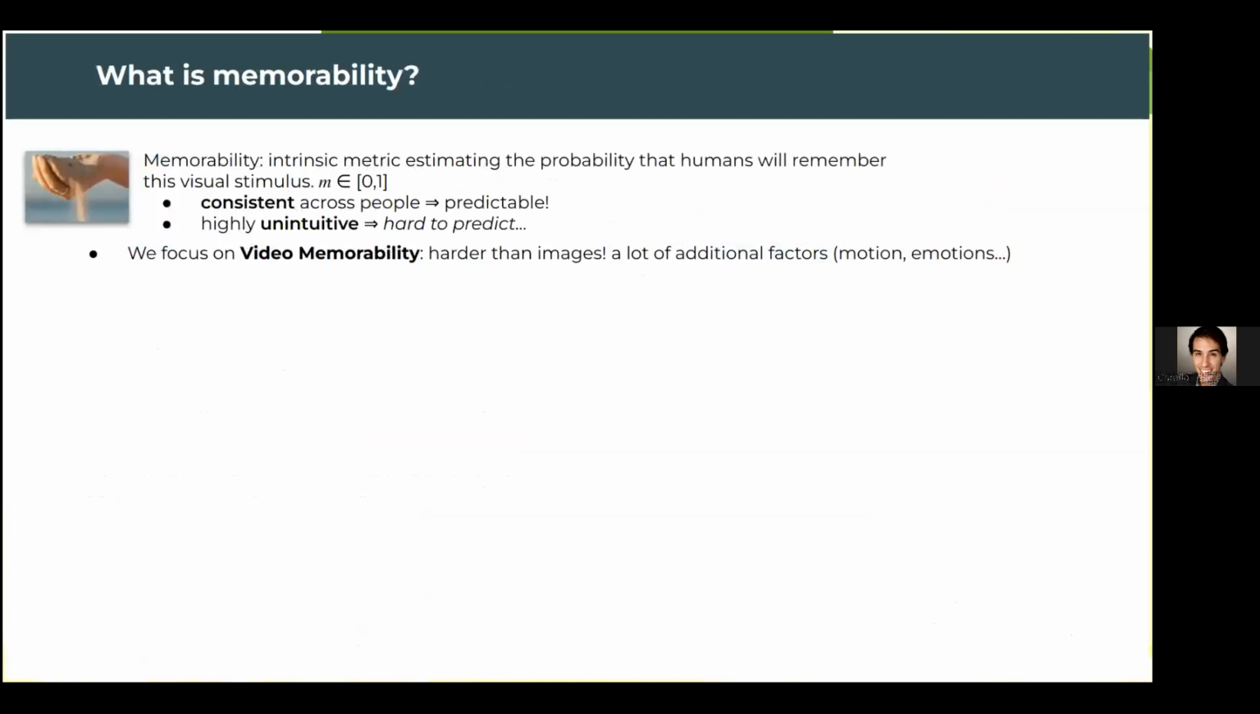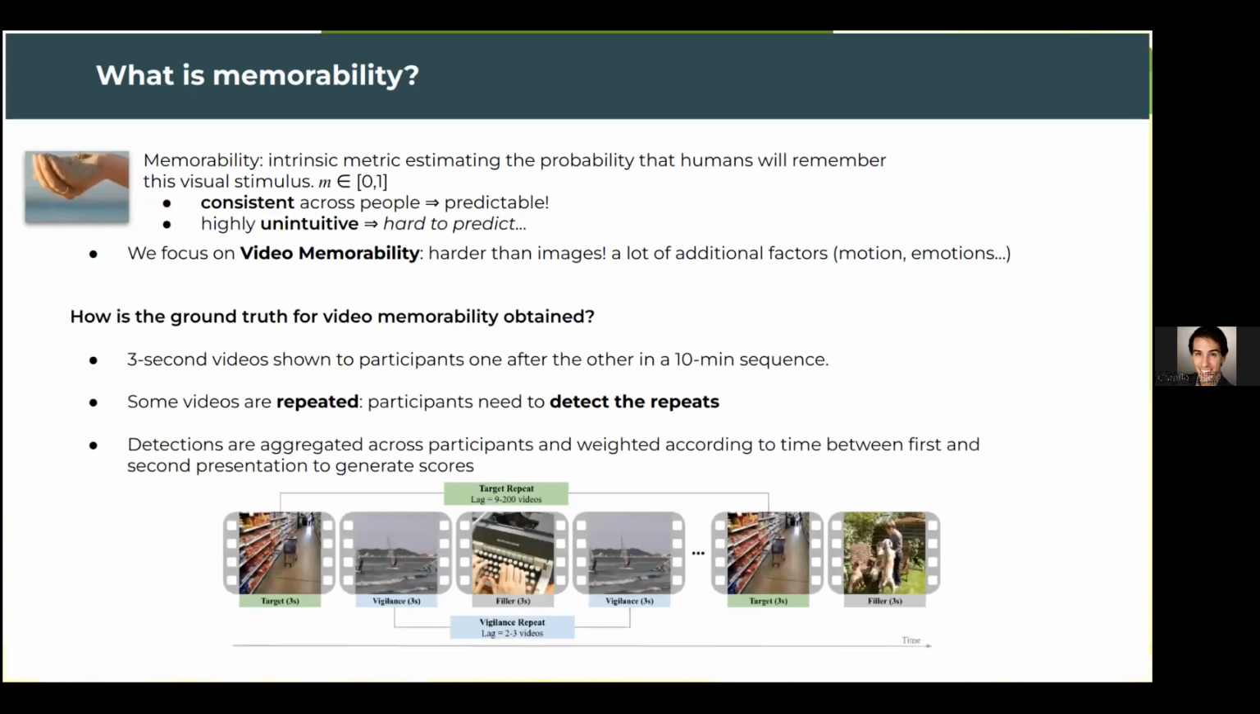So what is memorability? Memorability is this intrinsic property of visual stimuli that makes it more or less likely to be remembered by humans. It's very consistent, but highly unintuitive. And more importantly, video memorability specifically is harder than images. There are a lot of additional factors like motion, surprisal, emotions, and other things that make it very hard to predict.